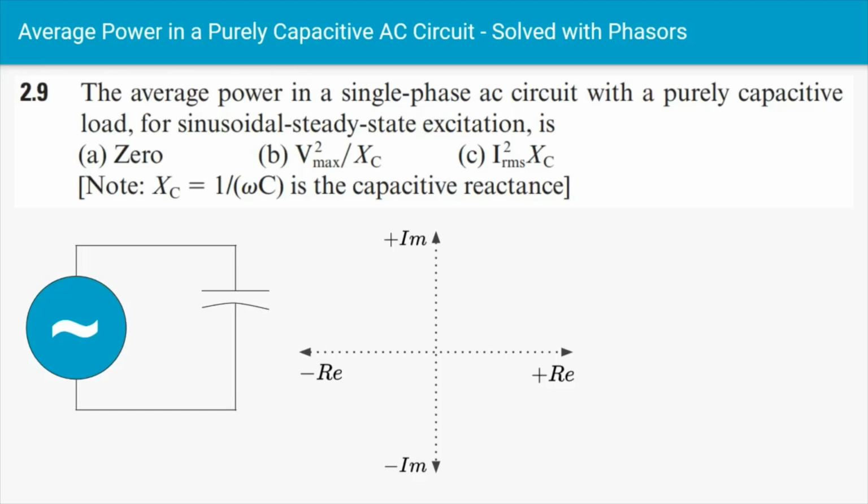This is the average power in a purely capacitive AC circuit. So we're looking for the average power in this purely capacitive circuit, and the way I'm going to solve it is with phasors. So I've gone ahead and drawn out what that circuit would look like, an AC voltage source with just a capacitor connected. Here's our phasor diagram, and we're about to fill it in. So without further ado, let's just get this started.